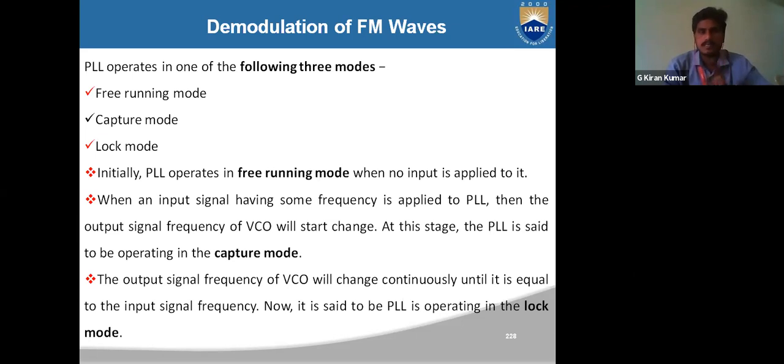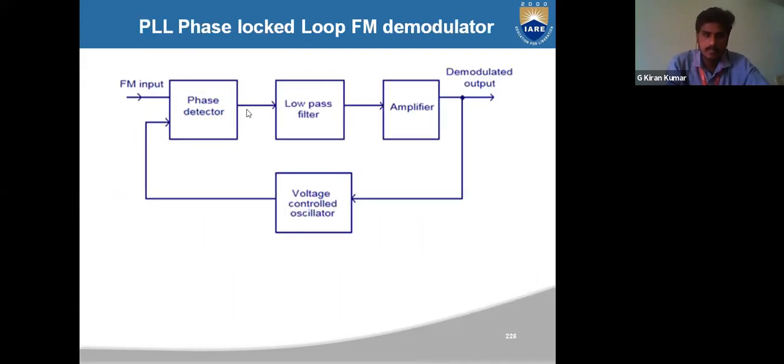Now coming to the second case, where some amount of input signal, some FM signal, is applied to the PLL. Then the output signal frequency of the VCO will start to change. The voltage in the VCO starts changing while the input signal is applied. Our requirement is that at this particular point the phase detector output is 0. If the phase detector output is 0, then only we will get the perfect demodulated output.